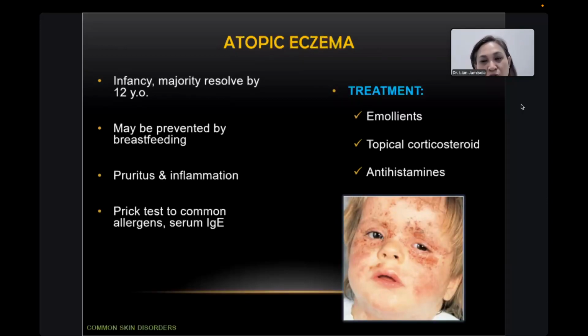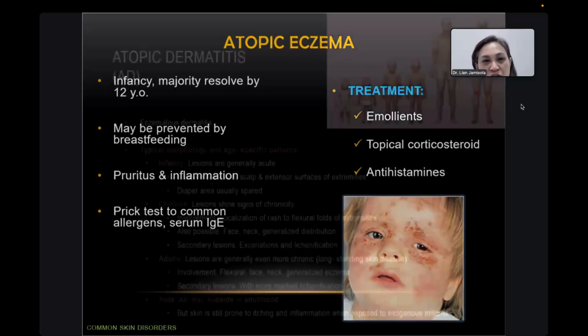So as mentioned earlier, the dermatological term for itch is pruritus, no? So you should be familiar with that. Okay, we can do prick tests to test for common allergens and serum IgE, especially for infants. And we treat them with emollients, topical steroids, and antihistamines, okay, to control them and relieve them of the itch.